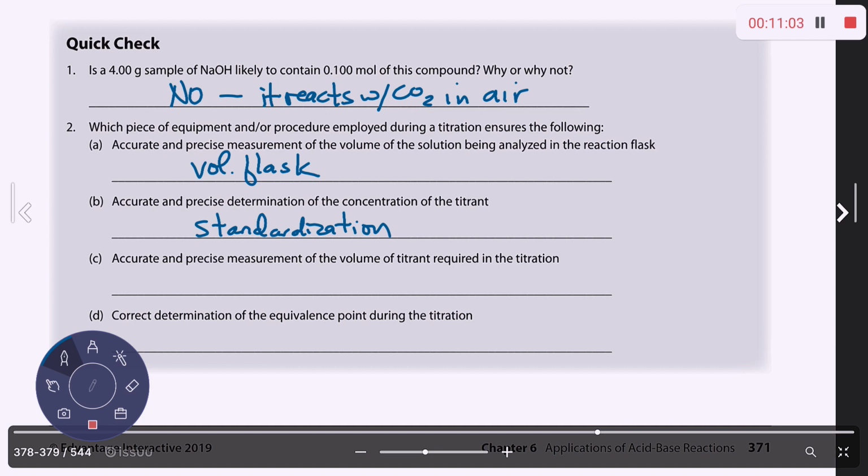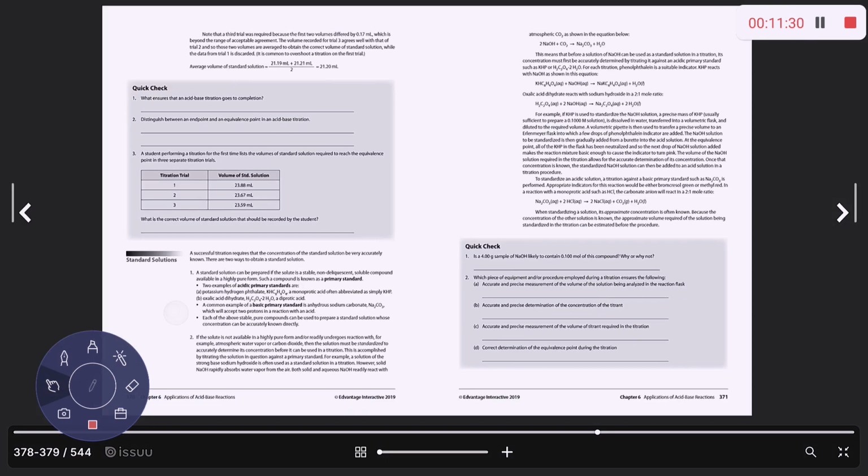And then C. And then the last one, indicator. Okay. I think you guys know how to do the titration calculations, yes? Okay. All right, so good news.